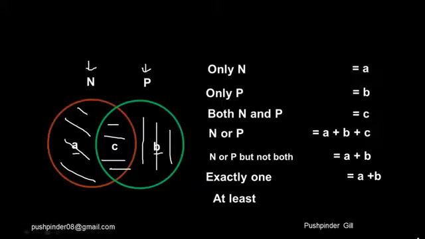So if someone asks how many of the people have at least one of the notebook or pencil, that means at least one of the things. These are the number of people having only a notebook, these are the number of people having only a pencil, and these are the number of people having both things. So that means A plus B plus C.